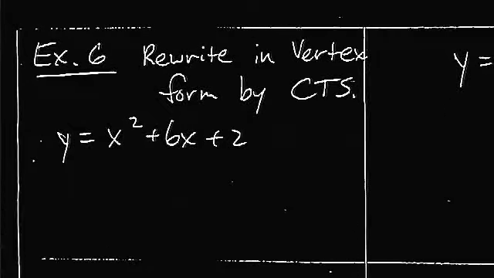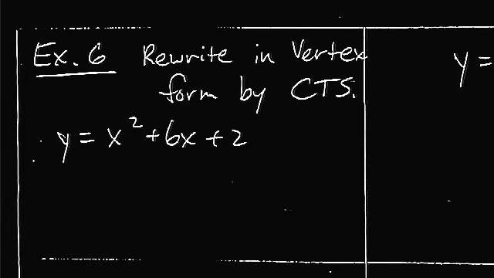Alright, now there's a slightly different form that I'm going to use on these types of questions. Rewrite in vertex form by completing the square. I know some of you are going to look at this problem and go, whoa, I could just do the opposite of b over 2a and plug it in and find the vertex right away. We already know the a value is 1 in this case.